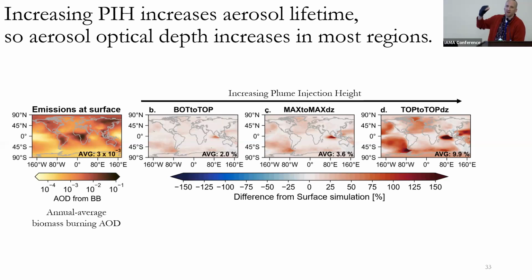And this is driven by putting it in the free troposphere, the smoke stays in the atmosphere longer. It has a longer lifetime, and it's allowed to transport further. It's away from deposition sources. And so we end up with more smoke in the atmosphere. And so climatically, we would expect that this gives us the potential for bigger climate effects.